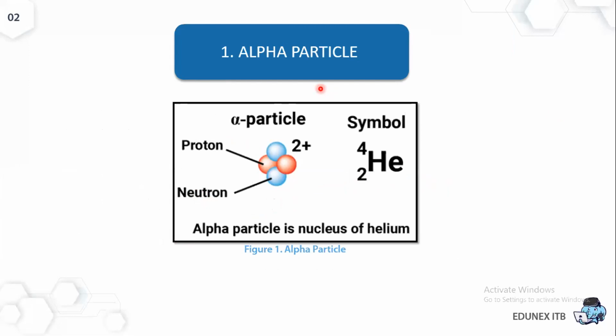So first, about the alpha particle, we should know what it is first. So what is the alpha particle? Alpha particle is basically just the nucleus of a helium. So we can imagine the helium atom, but without the two electrons. So that means the alpha particle has two protons and two neutrons. Therefore, it has a mass number of 4.